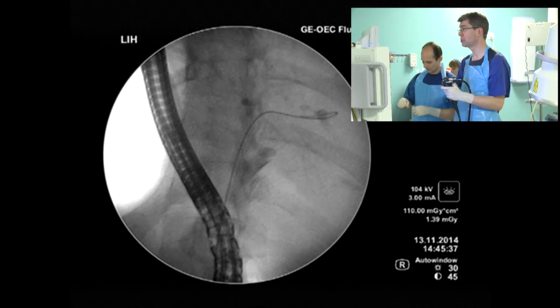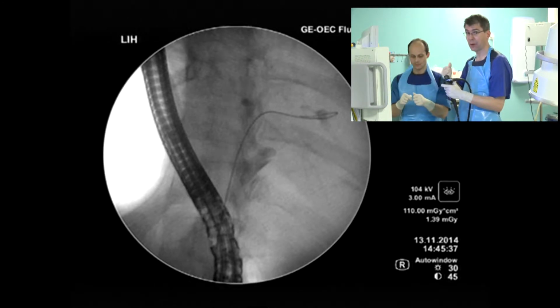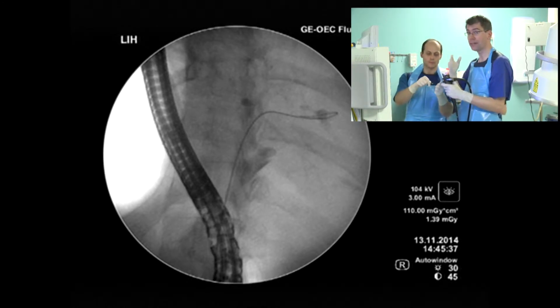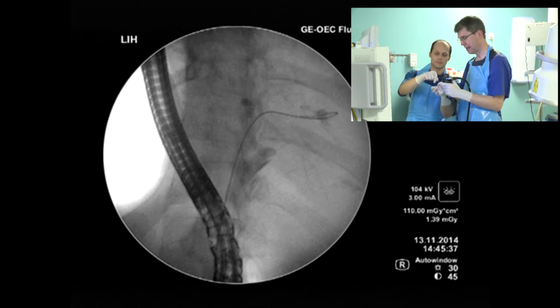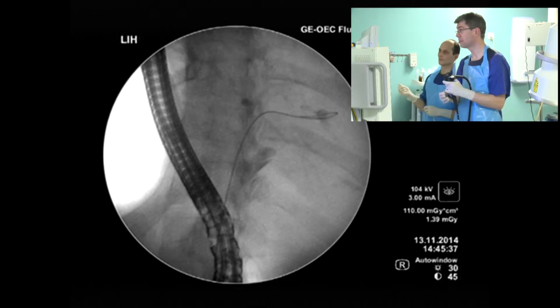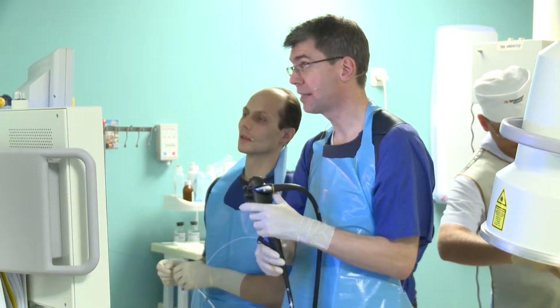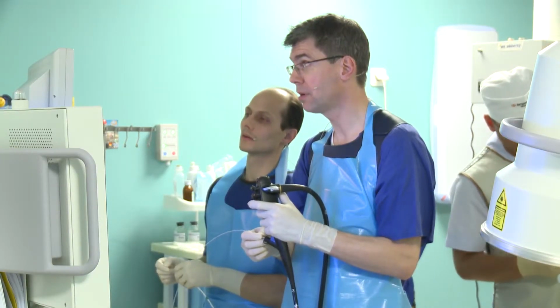The only thing which is a little bit cumbersome is that we have to bring in the other scope. And we cannot do this very well just by pushing in the scope and entering the bile ducts, but we need some help, some accessories. And some of that you will see just now. I'm advancing a very tiny balloon into the intrahepatic bile ducts now. And we need the wire as guidance here because the balloon is so small.